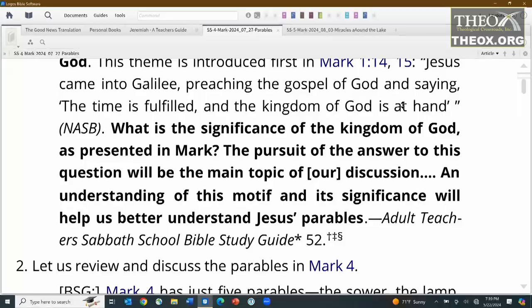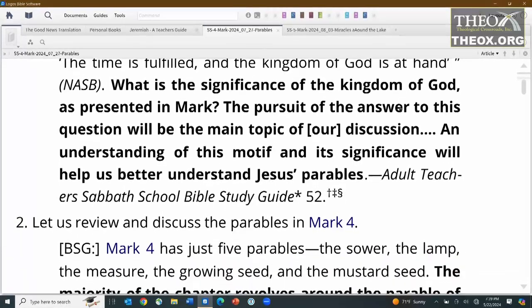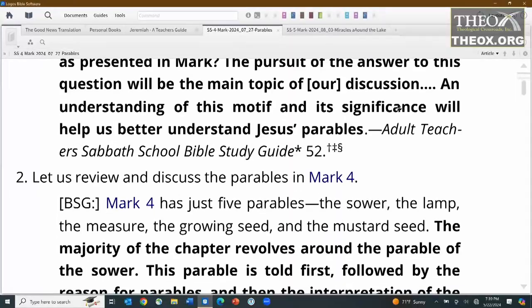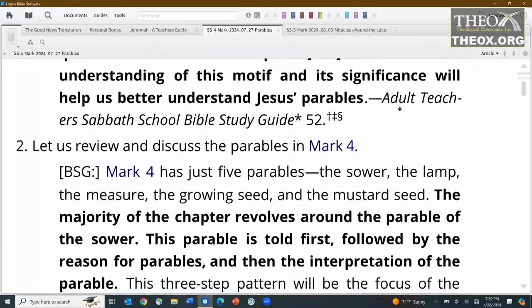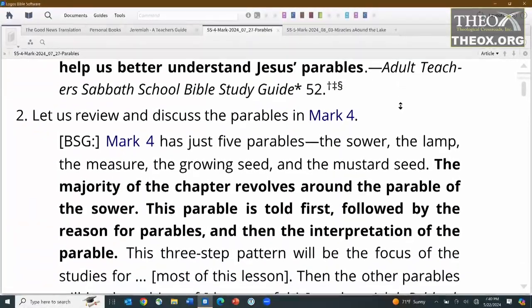So, what is the significance of the kingdom of God as presented in Mark? The pursuit of the answer to this question will be the main topic of our discussion. An understanding of this motif and its significance will help us better understand Jesus' parables. We'll see how that works out.